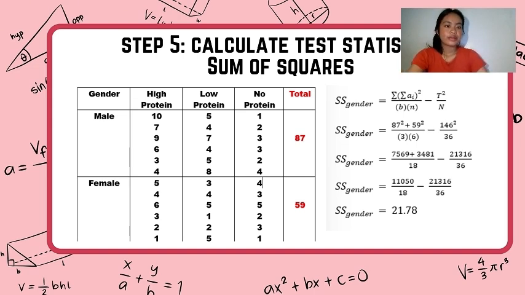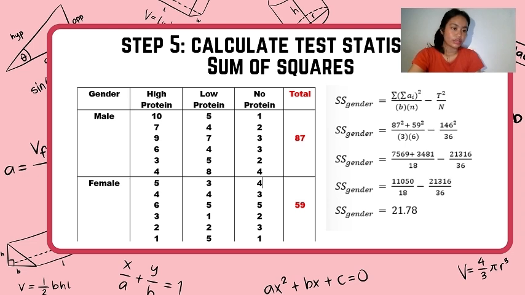Step 5 is to calculate the statistics by getting the sum of squares. First, we get the sum of squares of gender using the equation summation of A squared over bn minus T squared over N. So you get the sum of the height of all the males, high protein, low protein, and no protein, which is 687, and for the female is 59.